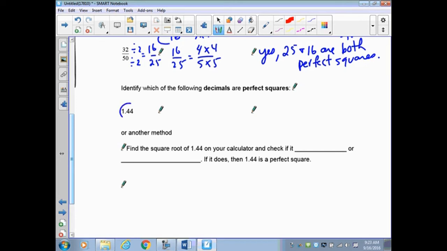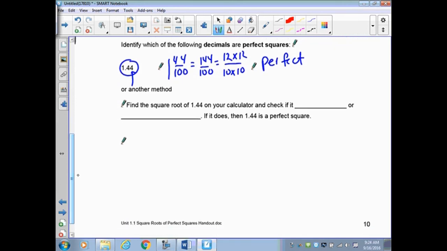You take and convert this 1.44 into a fraction. Well, since this 4 is in the hundredths place, this is 1 and 44 hundredths. Right? Now, you take and change that into an improper fraction. That gives you 144 over 100. So now we know that this here is 12 by 12, and this is 10 by 10. So we have a perfect square. Both 144 and 100 are perfect.